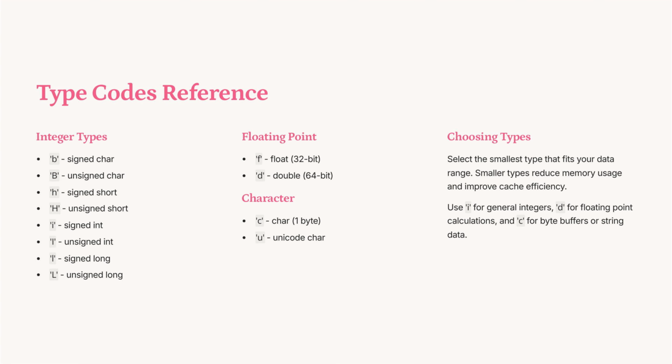Use 'b' for signed chars, 'B' for unsigned, 'i' for signed integers, and 'd' for doubles. Selecting the smallest type fitting your data range optimizes memory and cache efficiency. For general integers, 'i' is ideal, while 'd' suits floating point calculations.